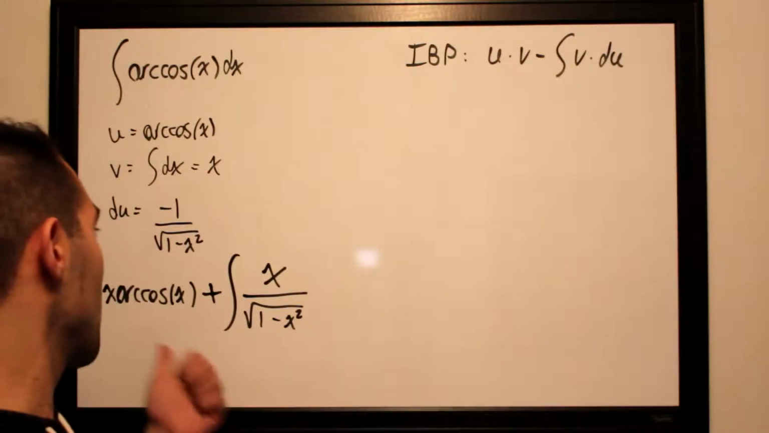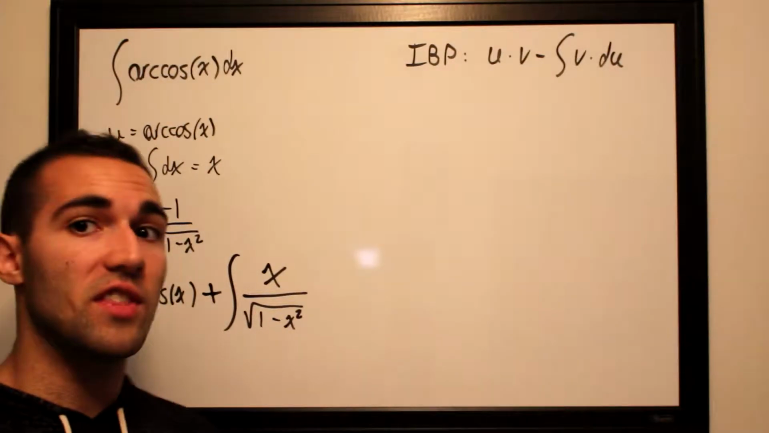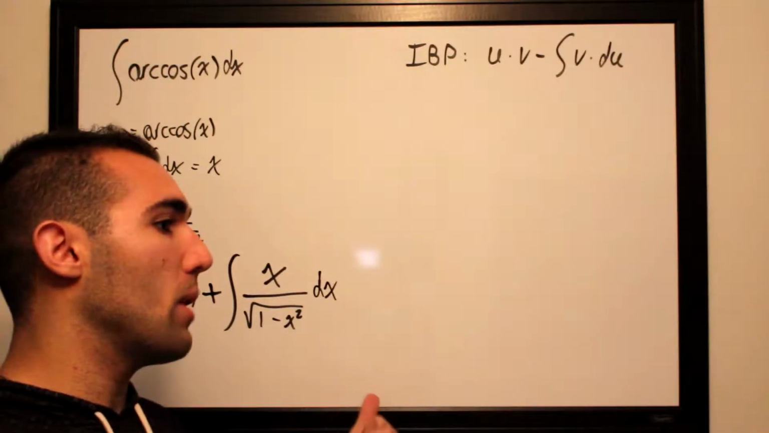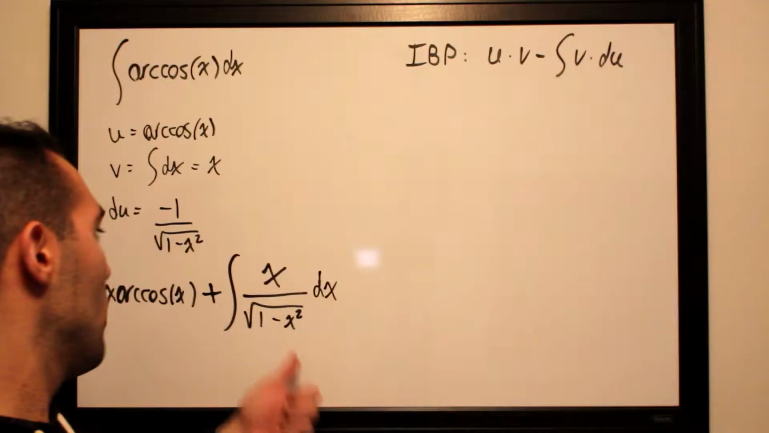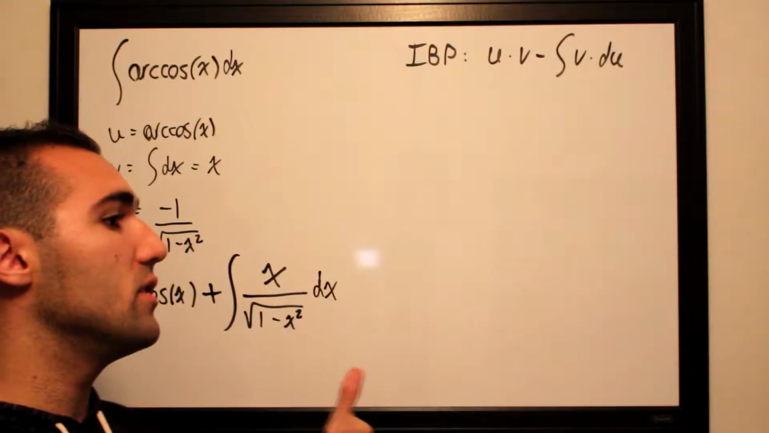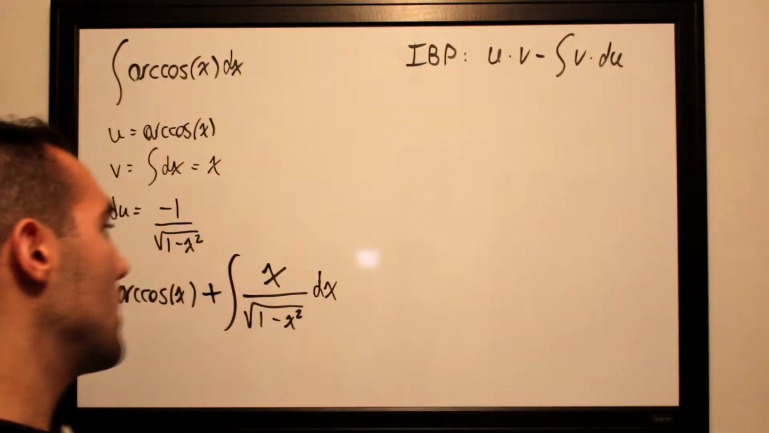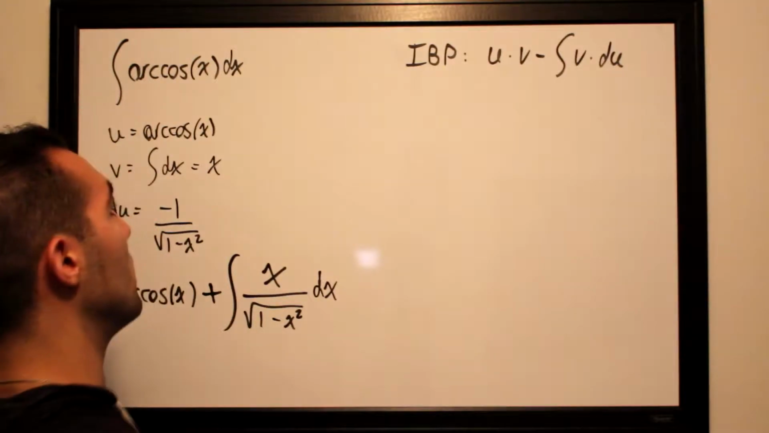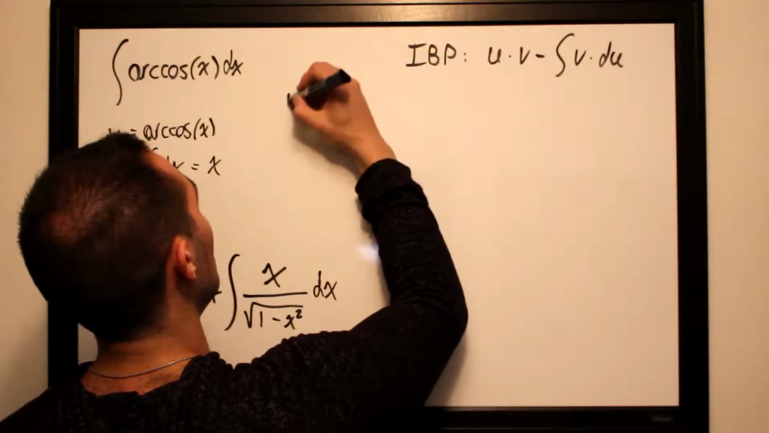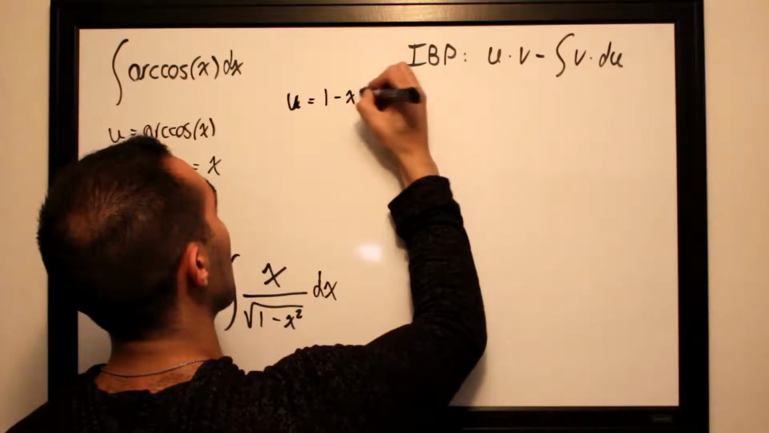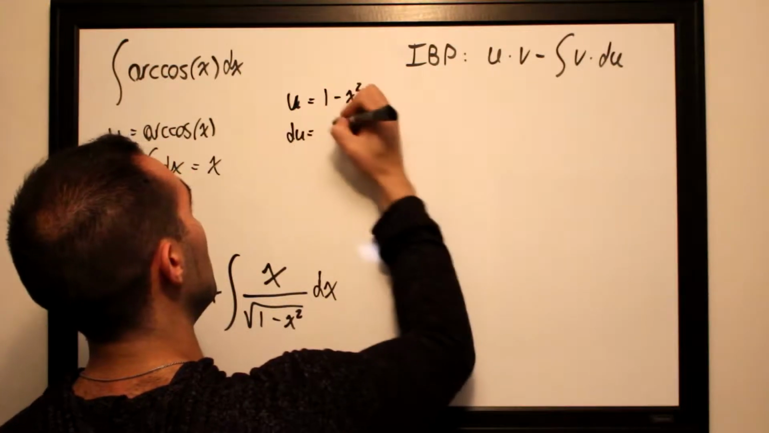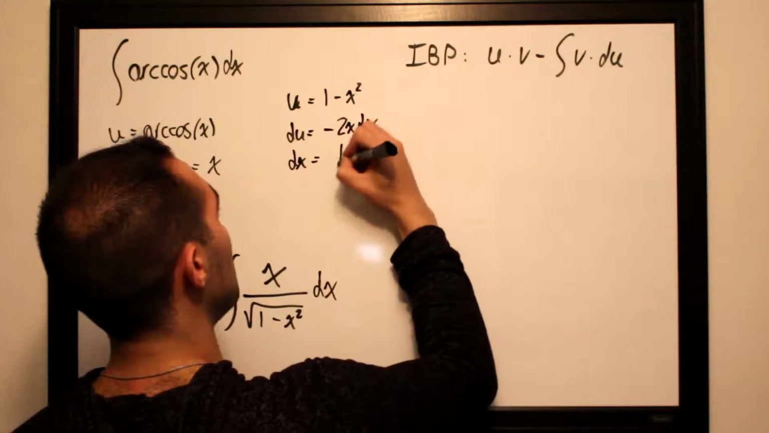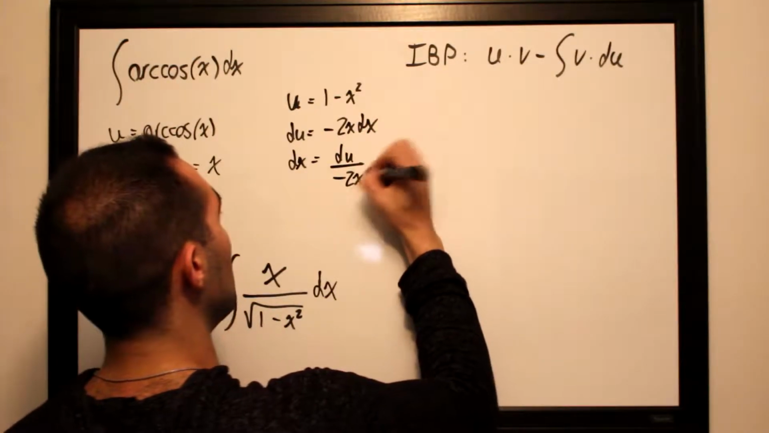So far our integral looks like x arc cosine of x plus the integral of whatever this will come out to. Forgot my dx. Whatever this is going to come out to, that's going to complete the integral. So all we need to do for this particular one is use a substitution, where u will be 1 minus x squared, and our du will be the derivative of that. So u is equal to 1 minus x squared. du will be negative 2x dx, and if we isolate for dx, dx is du divided by negative 2x.